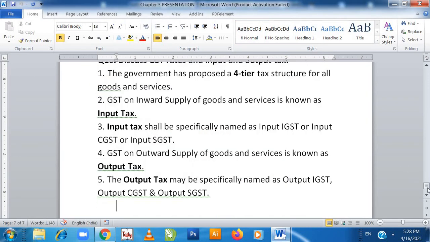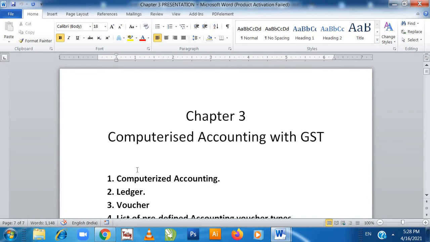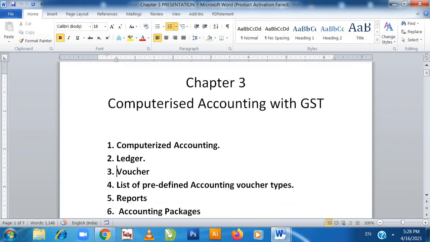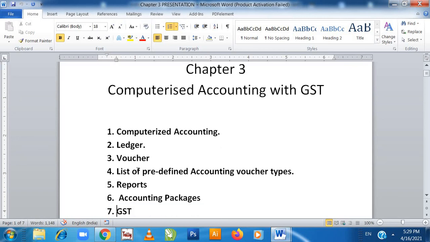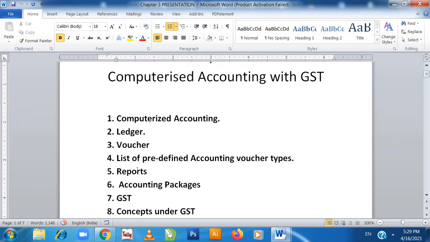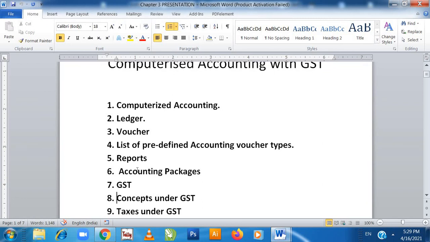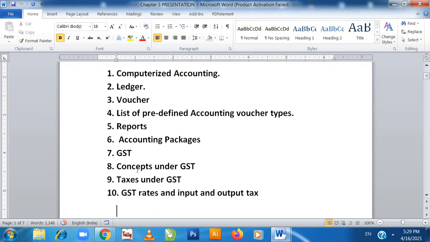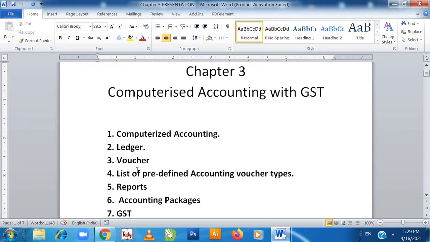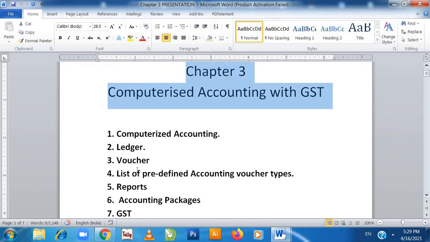I'll just do a recap. What we have done in this complete chapter: we have done computerized accounting, understood the concept of computerized accounting, ledger, voucher. Then we saw how many different types of accounting vouchers there are and how many types of reports we can create through computerized accounting, and what the various accounting packages in the market are. And we have understood GST, what exactly GST is and the concept under GST, why GST has been implemented, and what the taxes under GST are, GST rates, input and output tax, and so on. I hope you have understood chapter 3, that is computerized accounting with GST.